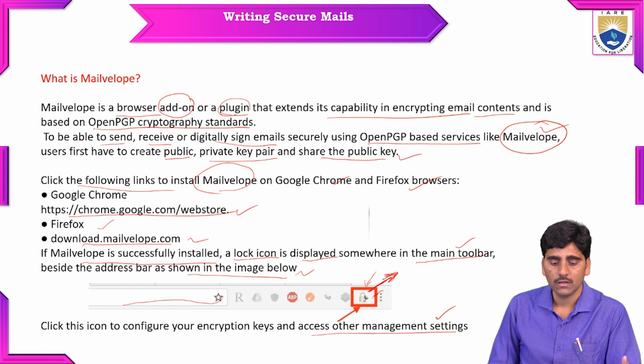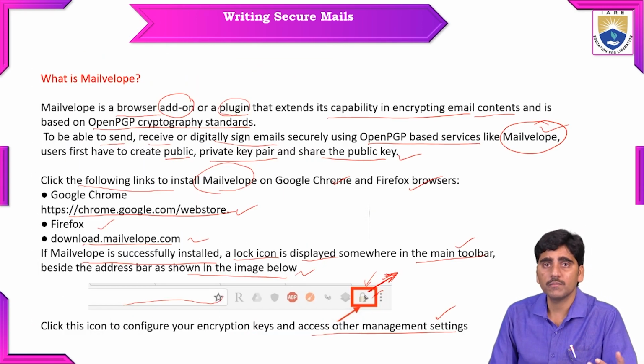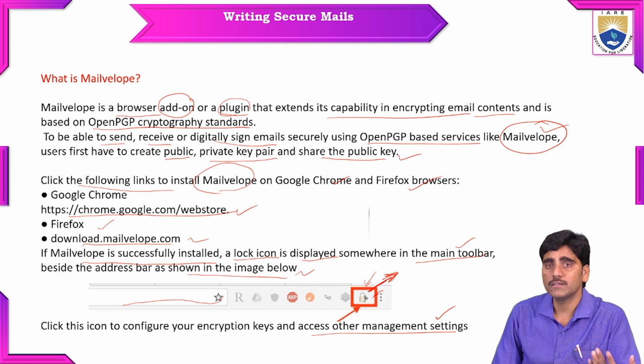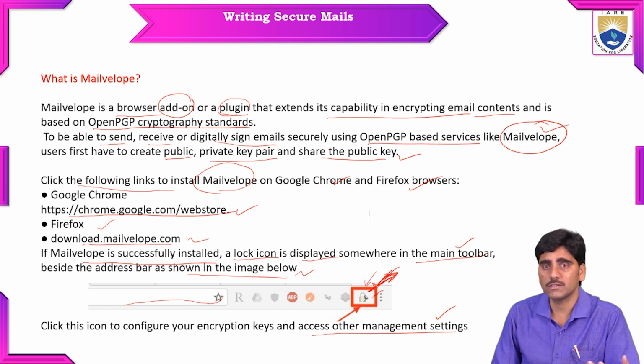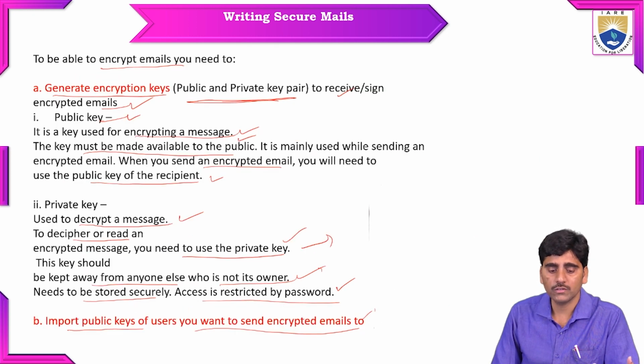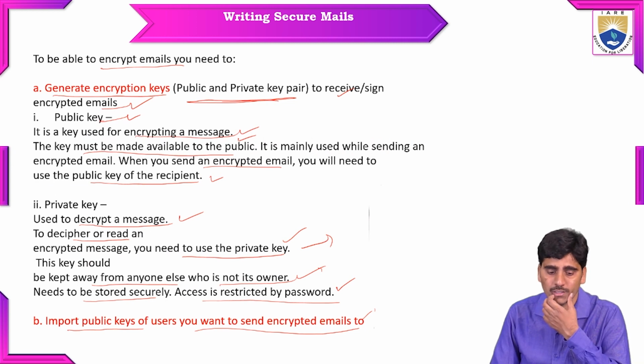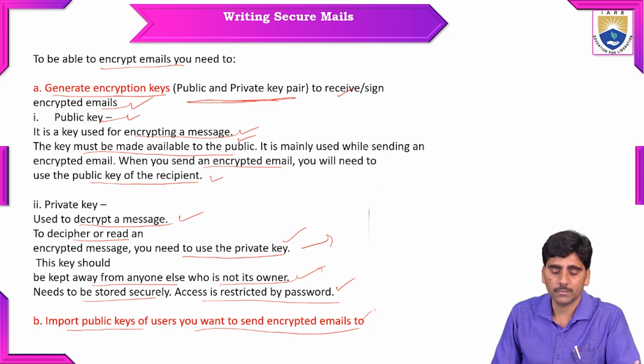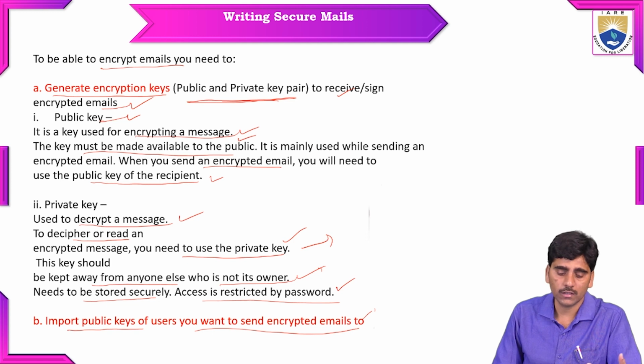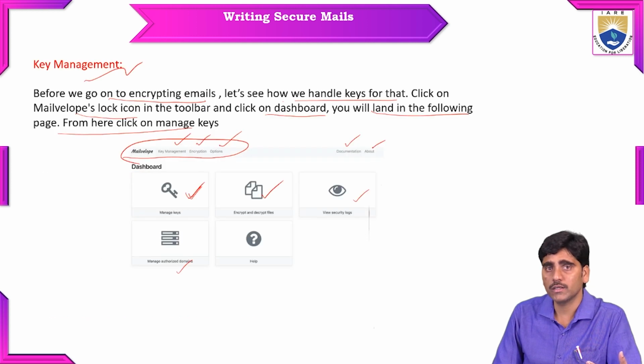So see here, what is meant by mail envelope? It is one type of PGP service. After installing that service, you can see the symbol that shows that your service is installed. After that, what do you have to do? First, generating encryption keys. After that, importing public keys.